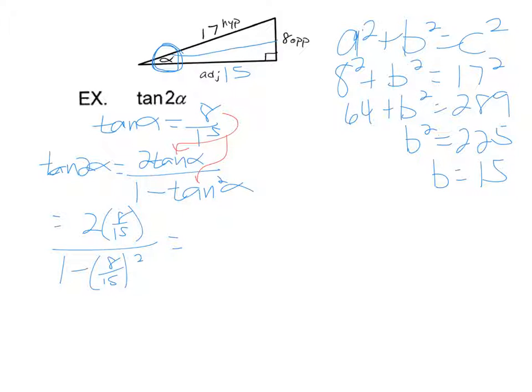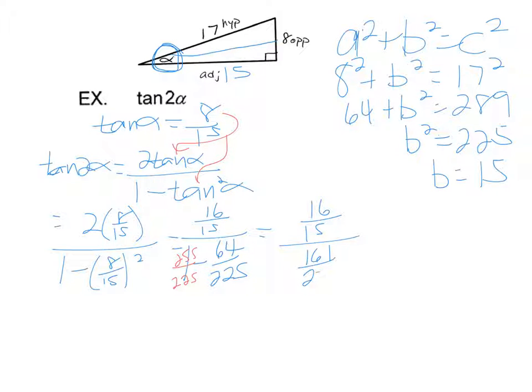On the top then, 2 times 8/15 is 16/15. On the bottom, that's going to be 1 minus 64 over 225. On the bottom, I'm subtracting fractions, so I need a common denominator. It would be 225. And if I put it on the bottom, I have to also put it on the top. So I've got 16/15 over, and 225 minus 64 is 161 over 225.